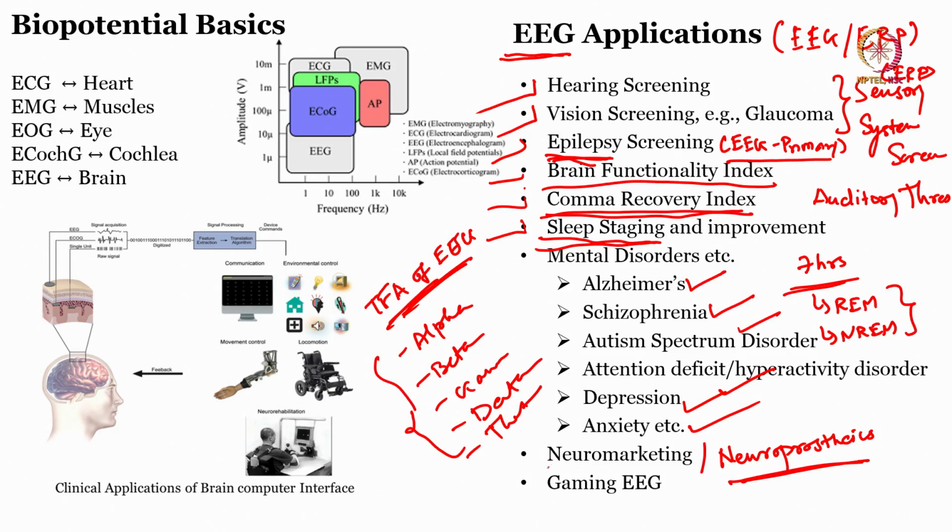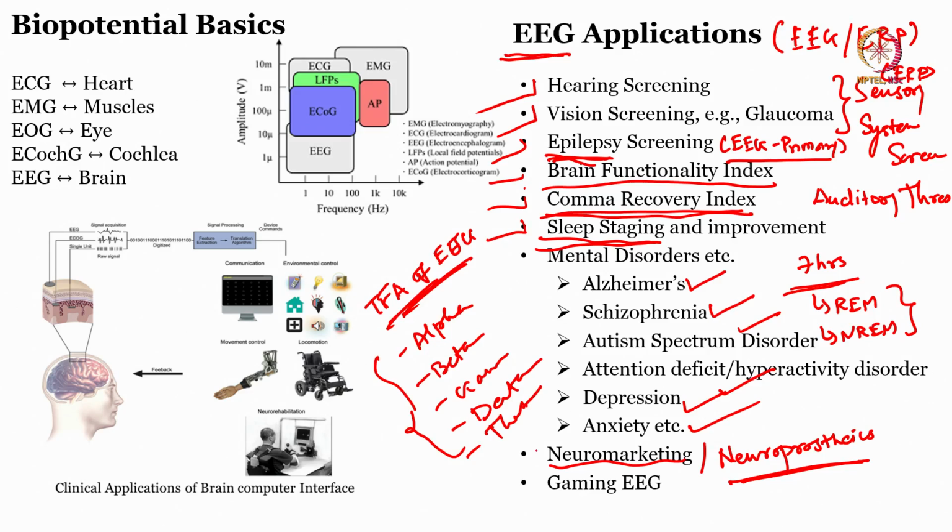Another term is neuromarketing. When you are scrolling through Amazon or any e-commerce website, whether you like a particular thing or not, this is another niche area which people are still working on, and it's an intersection of commercial aspects with neurological aspects.